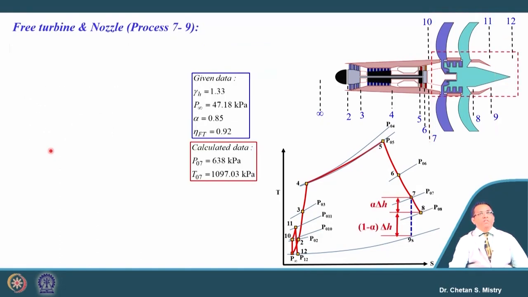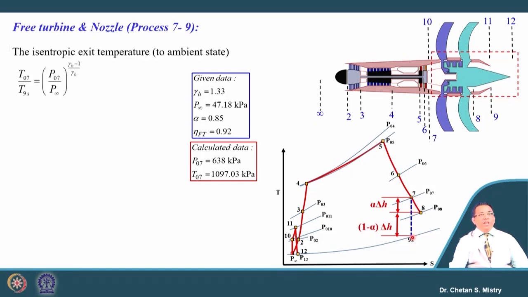Okay. Now, let us try to analyze the components, that is the free turbine and the nozzle. As we have discussed, in this case the process 7 to 8 represents my free turbine configuration, and from 8 to 9 represents our nozzle configuration. Here for this numerical, the split factor is given to us. So, we will first calculate the ideal delta H. We are assuming the process happening in the free turbine and nozzle is an isentropic process. So, let us try to analyze that part.